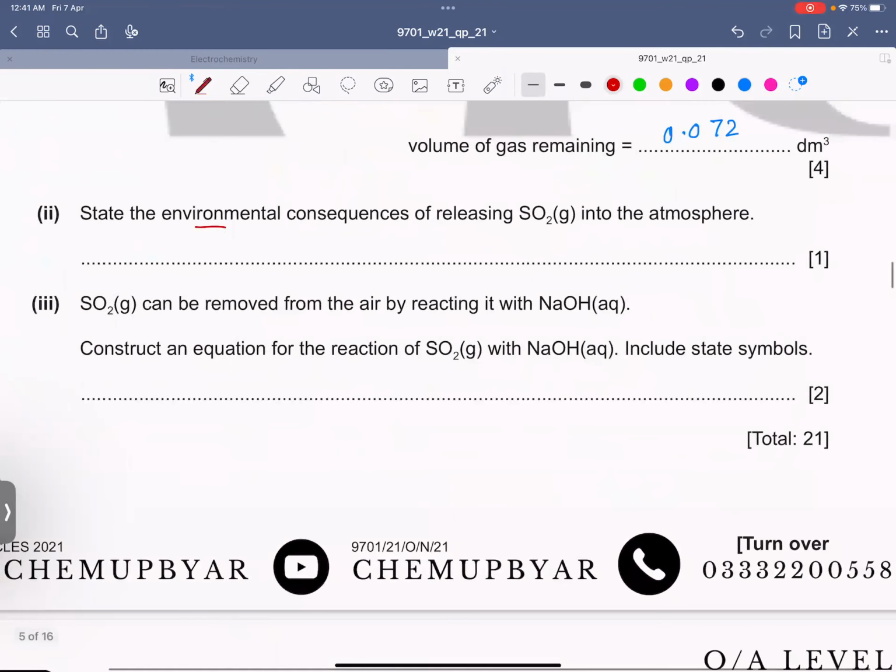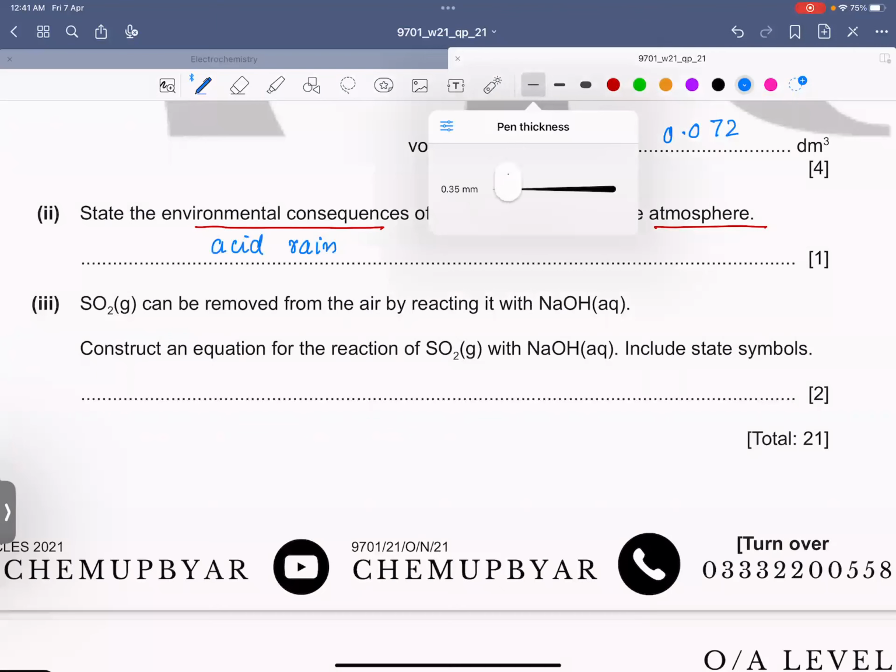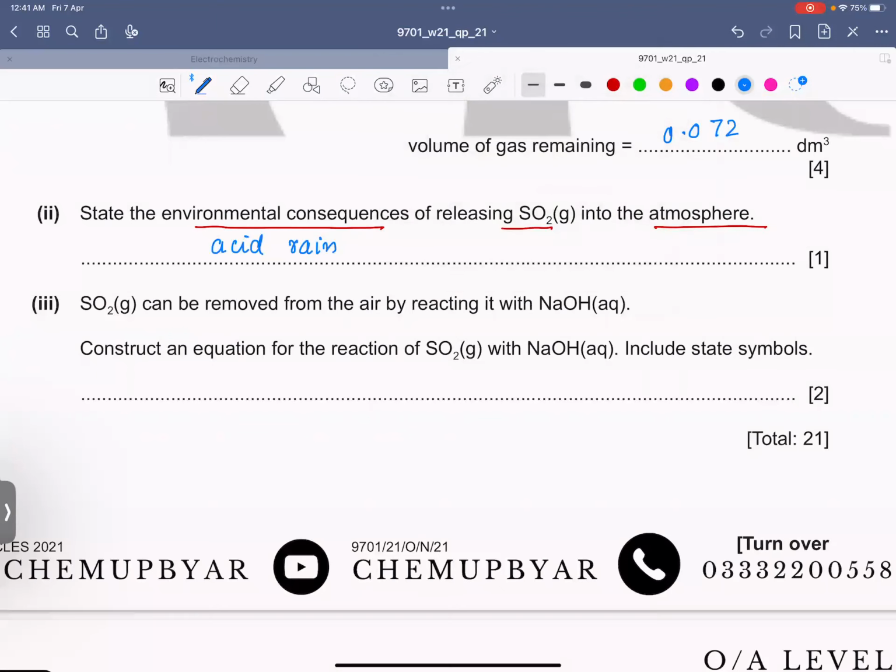Now, state the environmental consequences of releasing SO2 into the atmosphere. We all are very much aware that SO2 causes acid rain if it is present in the environment or atmosphere. So I can write only that it's acid rain.